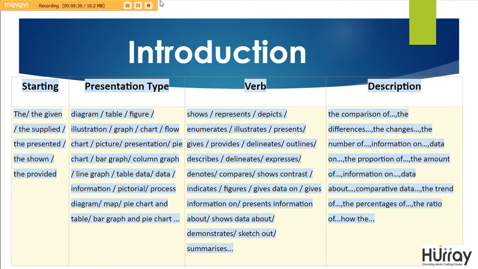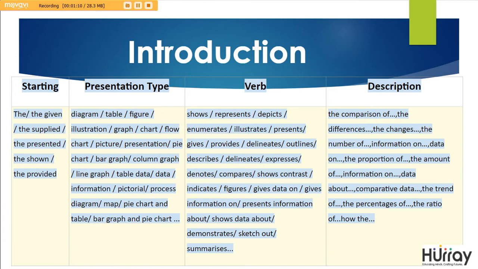Now, when you are introducing a particular topic or graph, image, whichever, you can use the following words. You can begin with the or the given, the supplied, etc., and then describe what kind of image is given. So it could be diagram, table, figure, illustration, graph, chart, flowchart, picture, presentation, pie chart, etc. Use a verb that best describes this, like shows, represents, depicts, enumerates, illustrates, presents, gives, and then talk about what exactly the graph depicts. This will come as a part of your description.